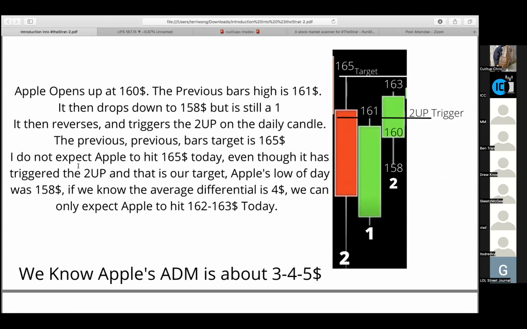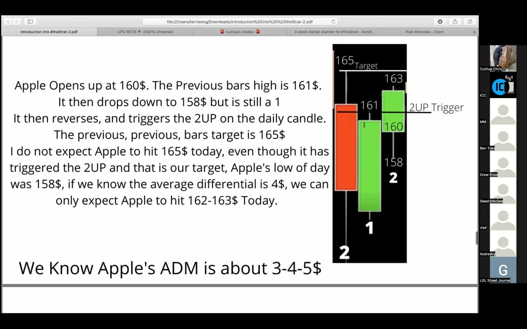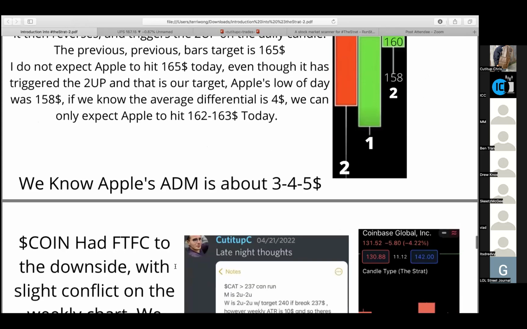So if we know the average differential is $4 to $5, we can only expect Apple to hit 162 to 163 today because we already dropped down to 158 earlier in the day. And we know the differential between the high and low is usually about $5. So we can't expect 165 to be hit. You could swing this. This is an actual signal right here also. So you could swing this, but like I said, I day trade. I probably would have just taken that and then maybe entered tomorrow or something.